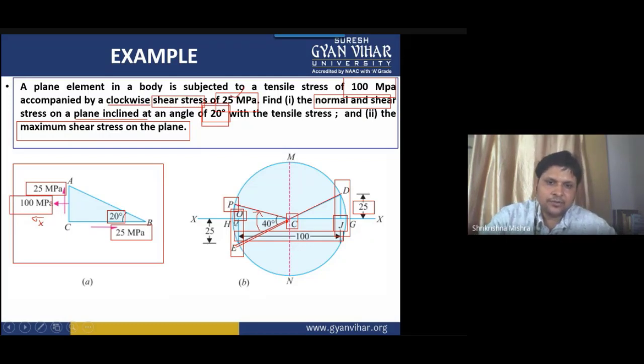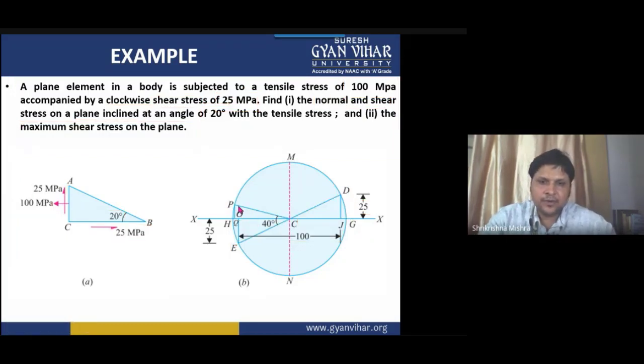And from this point P, students, we will drop a vertical line PQ. The length of this particular vertical line will give you the value of tau theta. All right, and OQ, it will have a small value, whatever is the value, that will be the value of sigma theta. All right. In this way, both are calculated.